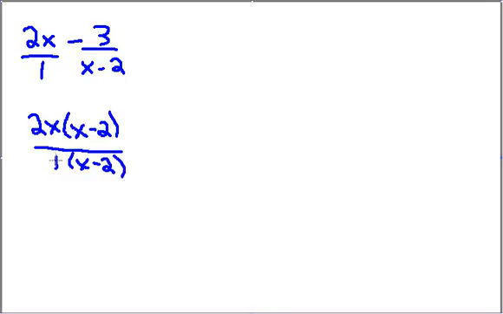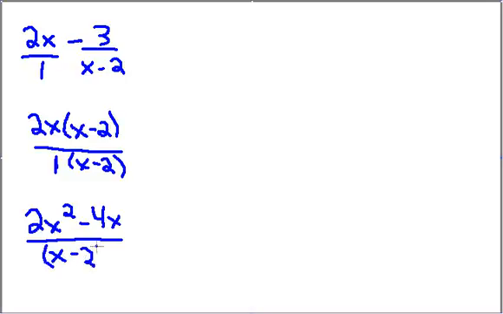Let's go ahead and calculate this out. 2x times x is 2x squared. 2x times minus 2 is minus 4x. In the bottom, 1 times x is x. 1 times minus 2 is minus 2. So what we have here is 2x squared minus 4x over x minus 2. So what we've done is we've taken our first number, made a fraction out of it, and changed it into an equivalent fraction down here. It has x minus 2 in the denominator.